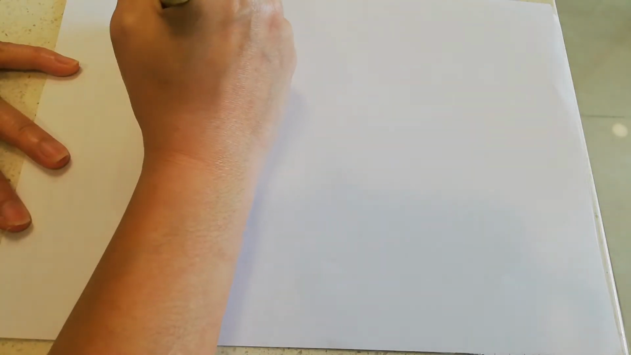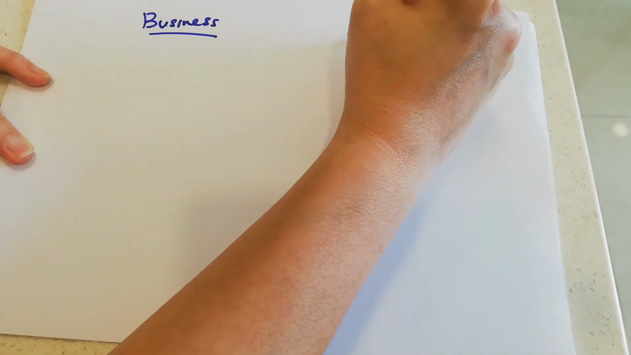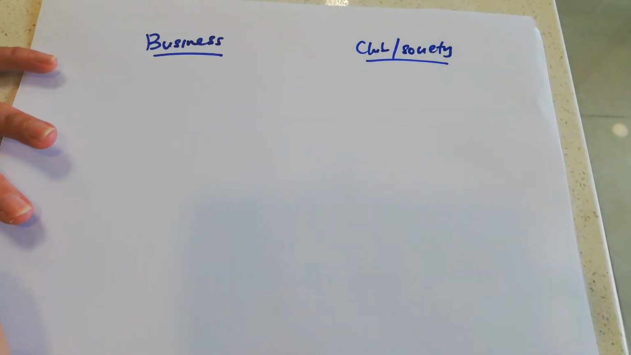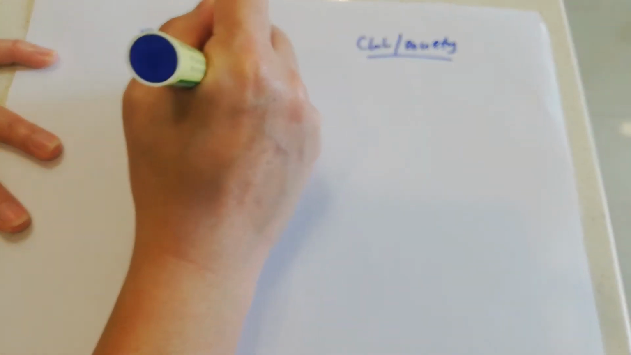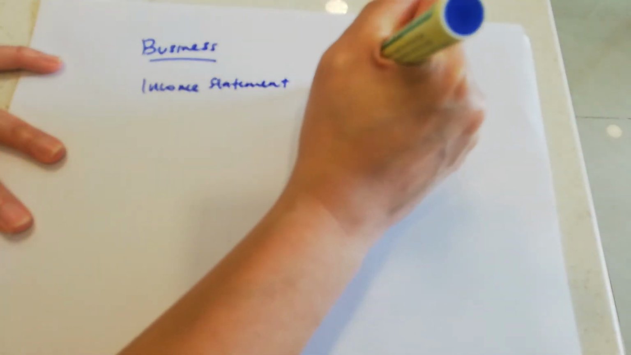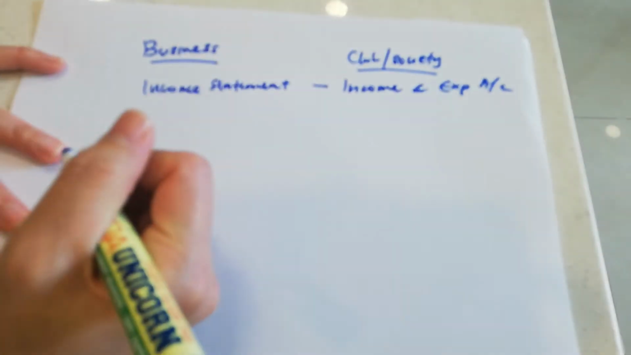I want to do a comparison for you, the difference in the terms between a normal business and a club and societies accounts. We have done this last week. This is just a recap. So in a normal business, you would have an income statement, but in the club and society, you don't have an income statement. It's called an income and expenditure account.